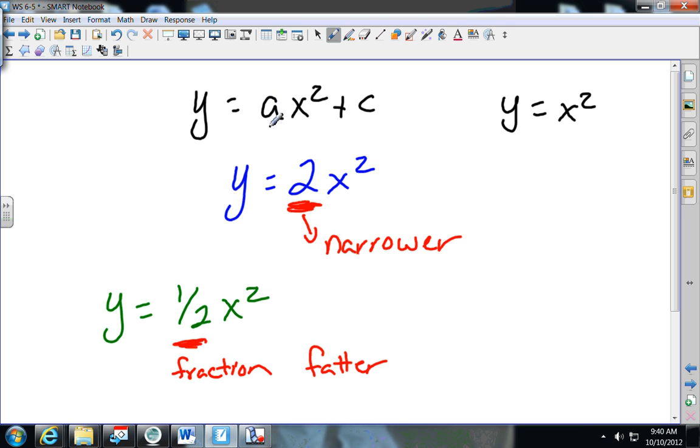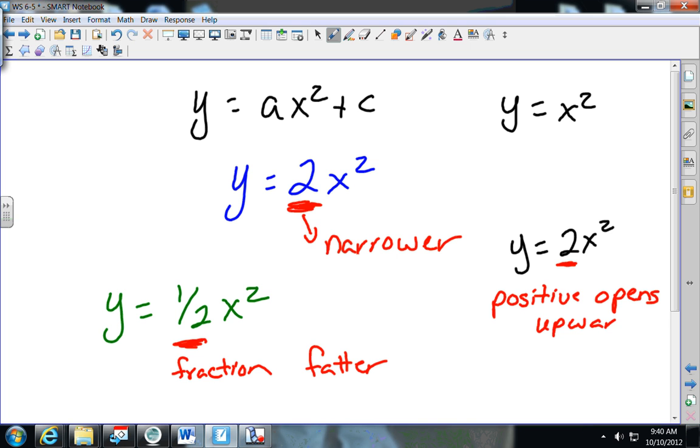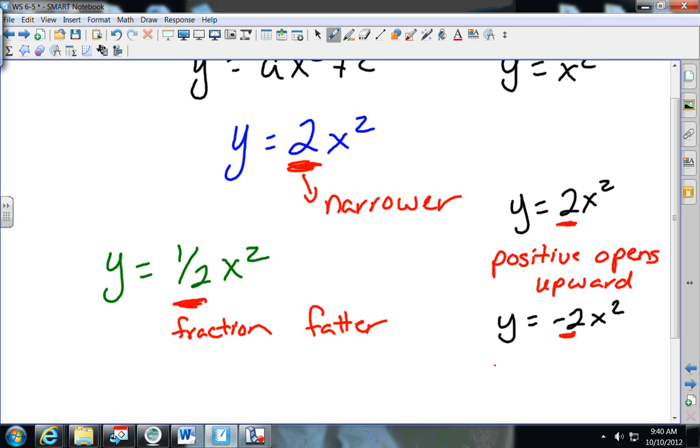That number out here in front, when this number is positive, which way does the parabola open? When this is positive, it opens up. If the coefficient is negative, it's going to open downward.